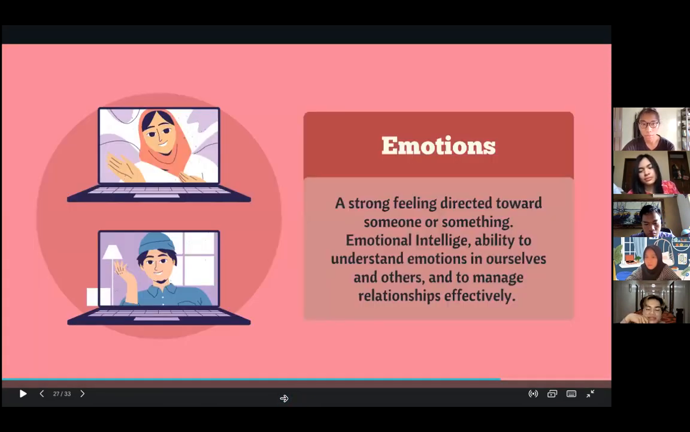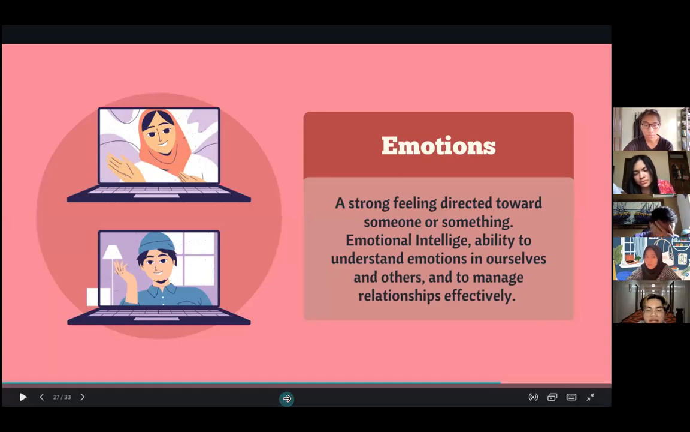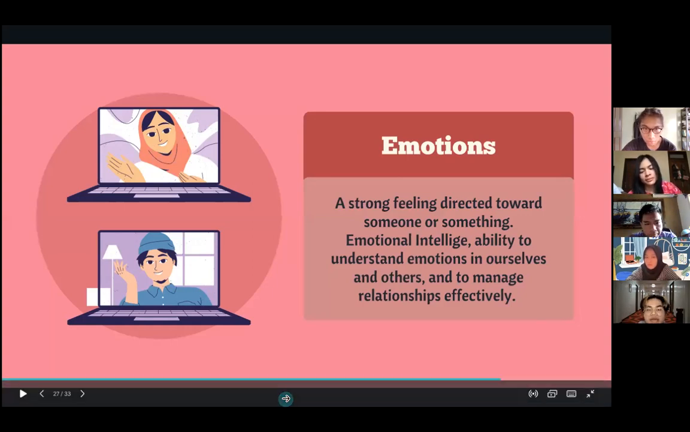The first is emotions. So what is emotions? Emotion is a strong feeling directed towards someone or something as a result of activities on the workplace or somewhere else. For example, worker get complimented on their works, and it will evoke positive emotions. Whereas negative emotions can be evoked by having criticism and other. So individuals need to be able to excel in emotional intelligence or the ability to understand emotions in ourselves and others and to manage relationships effectively. Next, please.